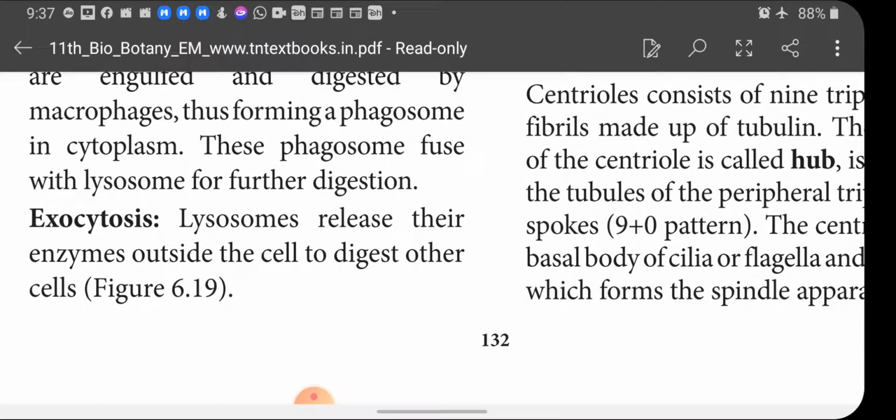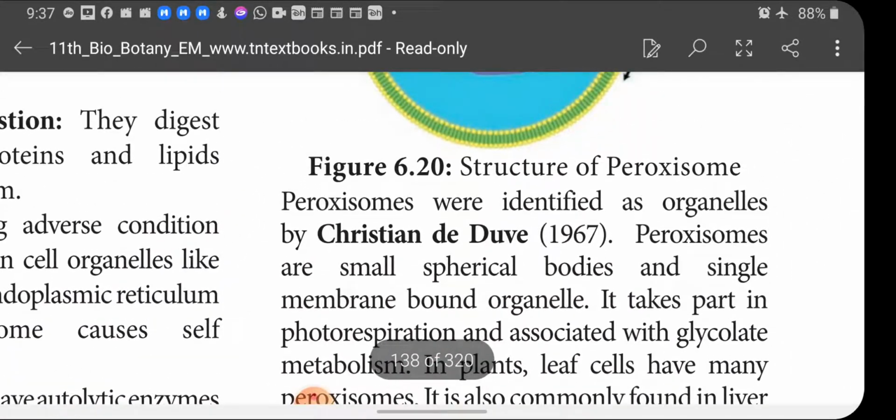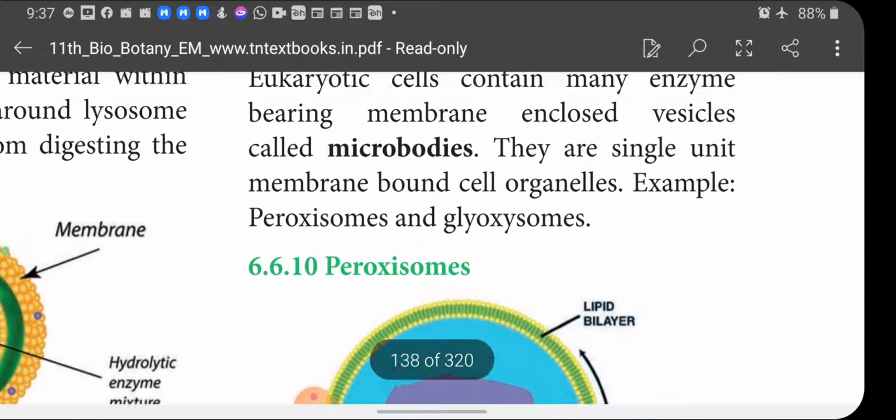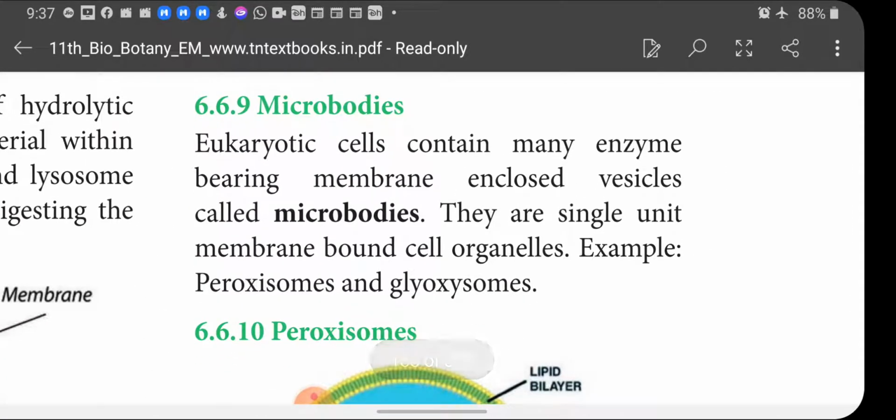Then exocytosis. Exo means outside. Lysosomes release their enzymes outside the cell to digest other cells. These are the various functions. Lysosomes are very small organelles, but they perform various functions. Next one is microbodies.